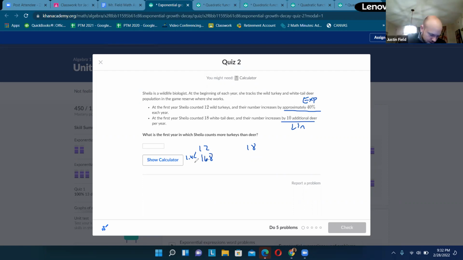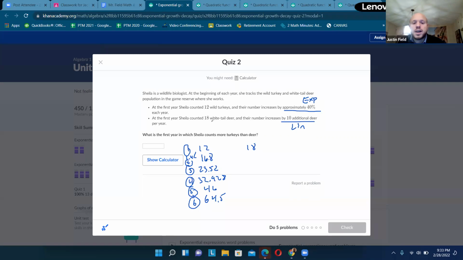16.8 times 1.4 is 23.52, times 1.4 is 32.928, times 1.4, 46. I think that's going to be the one that does it. But let's go more. 64.5. So at the first year, that's first year, second year, third year, fourth year, fifth year, sixth year.